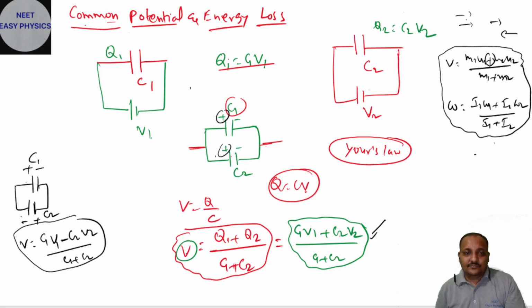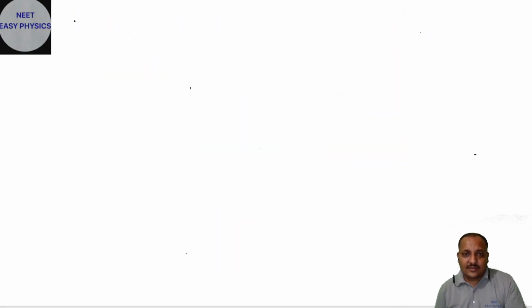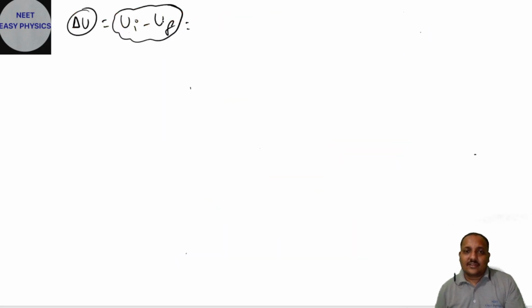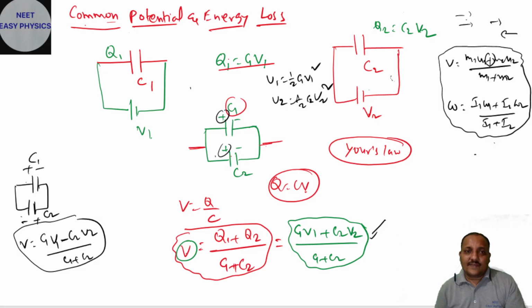Next, what is the loss of energy? Loss of energy delta U is nothing but initial minus final, or final minus initial, Ui minus Uf. What is the total initial energy? In this case, U1 is equal to half C1 V1 square. In this case, U2 is equal to half C2 V2 square. Therefore, the initial total energy is U1 plus U2, minus the final energy.